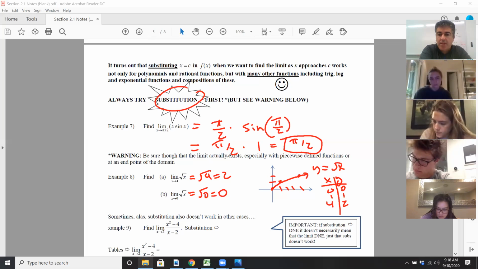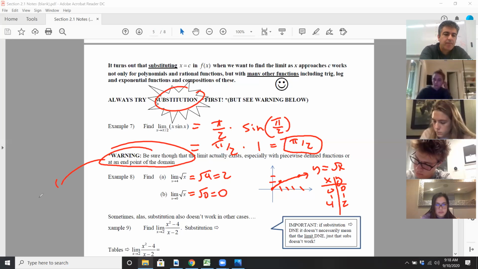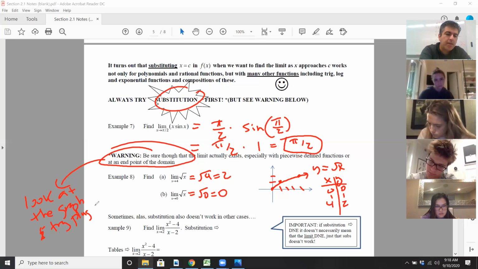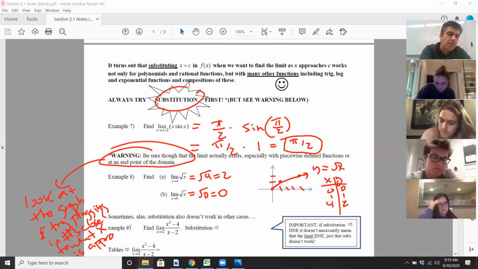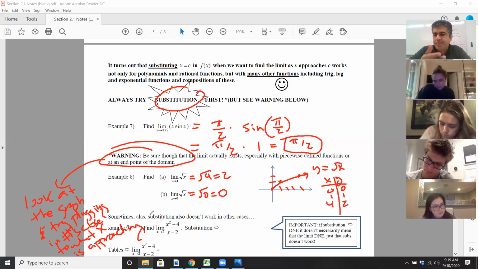But be sure that the limit actually does exist. You know, so sometimes it helps to look at the graph. So you have to be sure. Really what I'm telling you to do is look at the graph, and try plugging in numbers close to what x is approaching. So, yeah, just be sure that that actually exists.